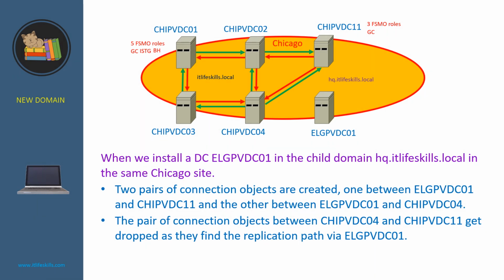When we install a new DC, HPVDC01, in the child domain hq.itlifeskills.local in the same Chicago site, two pairs of connection objects are created, one between HPVDC01 and CPVDC11, the other between CPVDC04 and HPVDC01. The pair of connection objects between CPVDC04 and CPVDC11 get dropped as they find the replication path via HPVDC01.